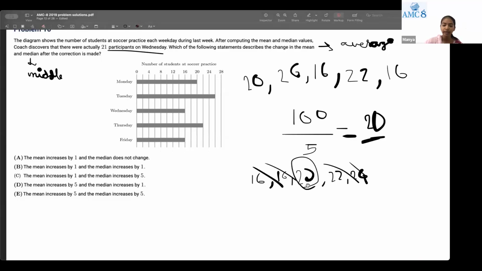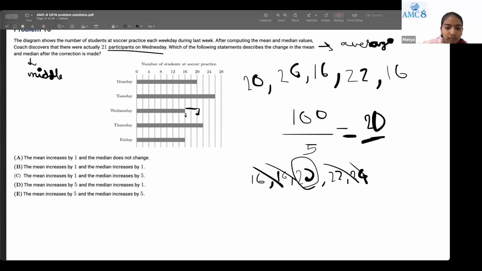And so we know that the mean and the median are both equal to 20. They both are equal to 20 in this case. But this is not always true. The mean and the median, most of the time, will not be equal to the same number, but in this case it is. That really just depends on the numbers. So now we can add the 21. So we can add 5 more participants.